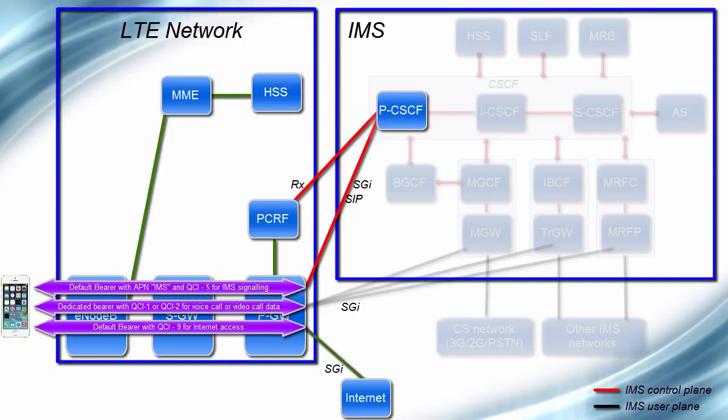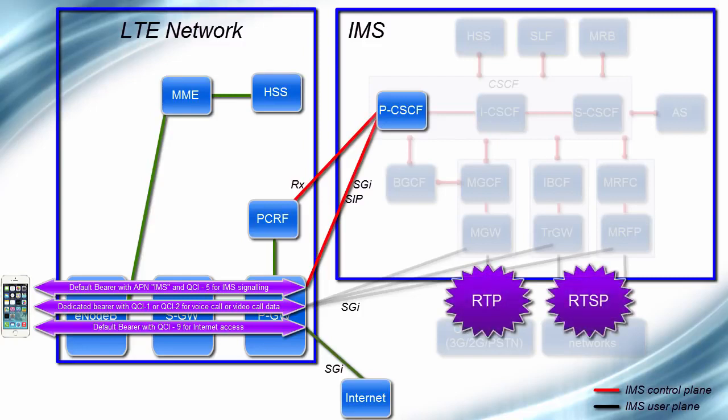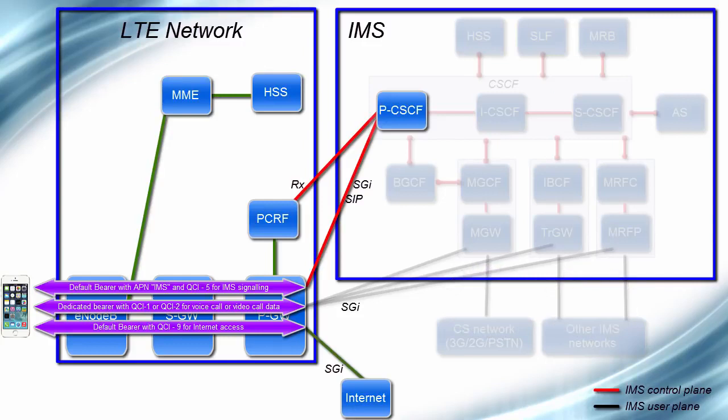Remember, SIP is used for control plane in IMS, but for user plane, other protocols such as RTP, RTSP, etc. are used. Let's now go inside the IMS network and see what are the various roles played by different IMS nodes.